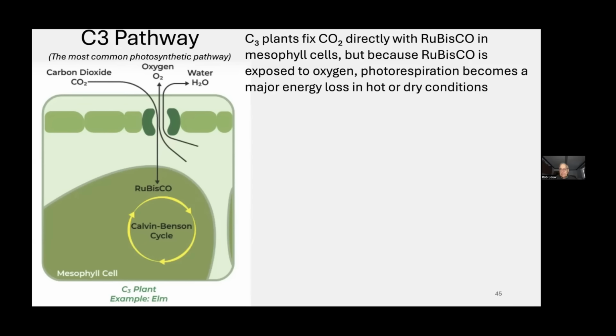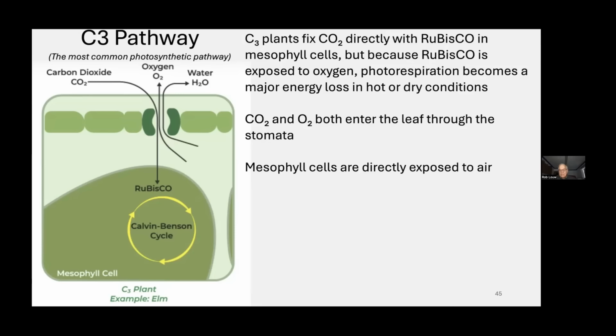So the C3 plants fix carbon dioxide, which they've taken in here, with rubisco in the mesophyll cells, but because rubisco is exposed to oxygen, photorespiration becomes a major energy loss in hot or dry conditions. CO2 and O2 both enter the leaf through the stomata. You also get some oxygen coming in through the stomata, but most of it is generated in the plant.